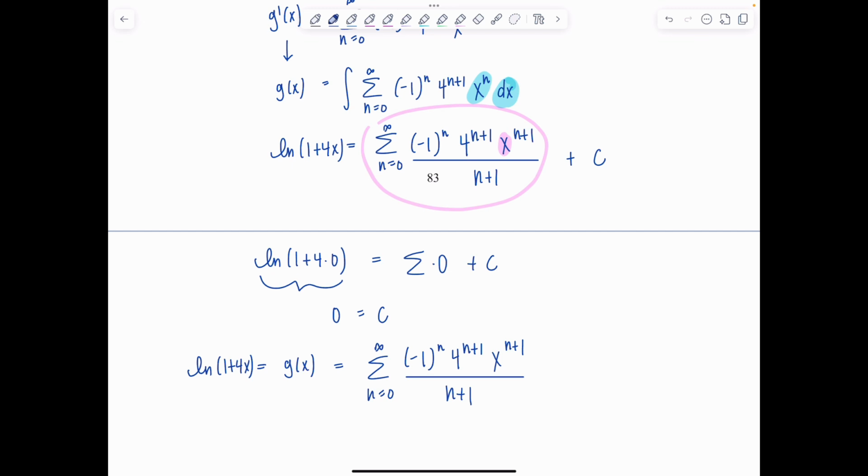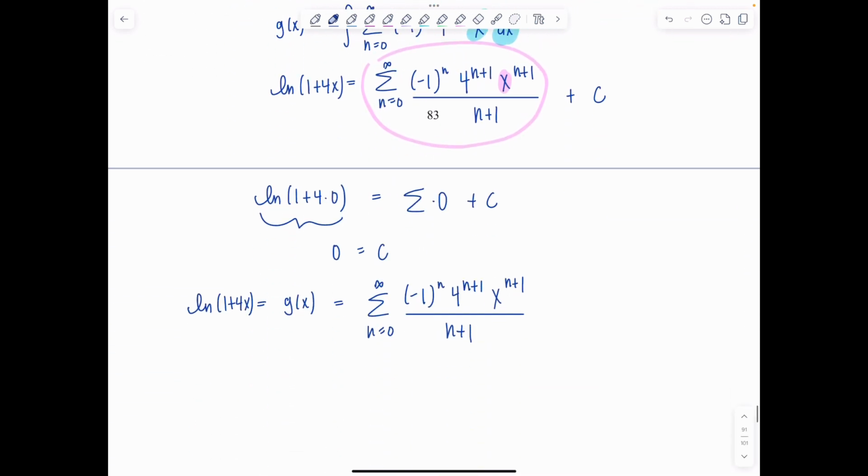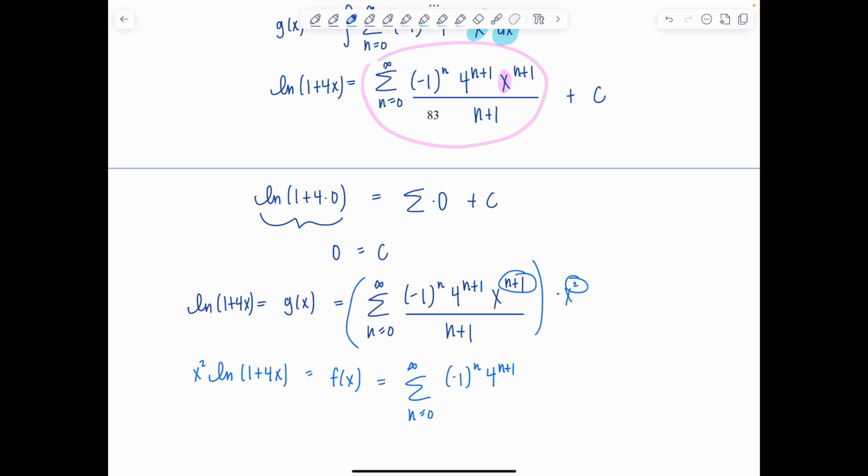Was that the function that they asked for originally? No, f of x also has an x squared multiplied in the front. So let me go ahead and do that. X squared times ln of 1 plus 4x. That's f of x. So that's going to be the sum, n equals 0 to infinity, negative 1 to the n, 4 to the n plus 1. If I multiply this by x squared, then we can simplify and combine those exponents. So that's x to the n plus 3 over n plus 1.